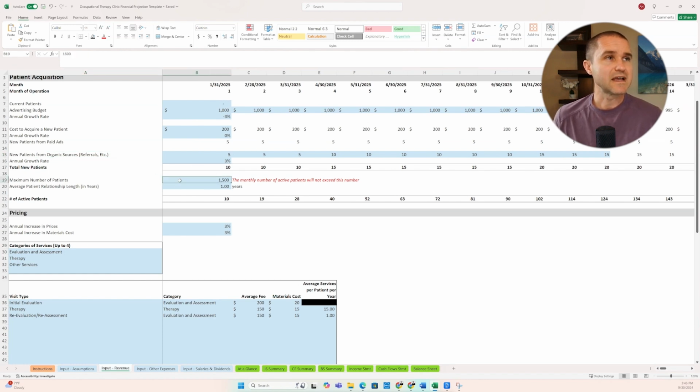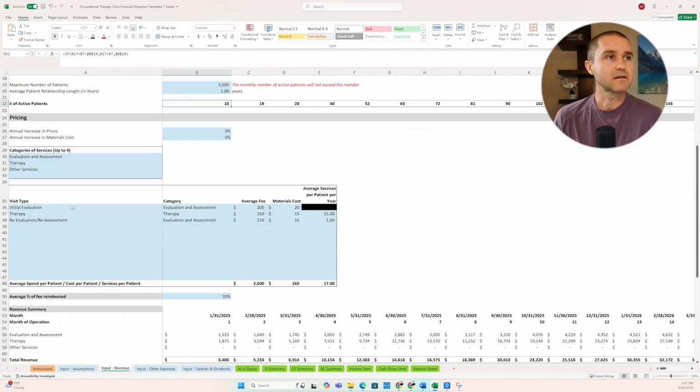We can also set a maximum number of patients here. If you said, I don't want it to exceed a certain level, we put a really high number because maybe if you had so many patients, you might just continue to hire therapists and you could continue to grow. We can also set an average patient relationship length here. So how long do we think, when we get a new referral, how long are they going to be a patient before they kind of cycle out or roll off? And so we set that to a year, but you could set that to 2 years. You could set it to 0.5 years if it's like 6 months on average. So then this will then calculate your number of active patients.